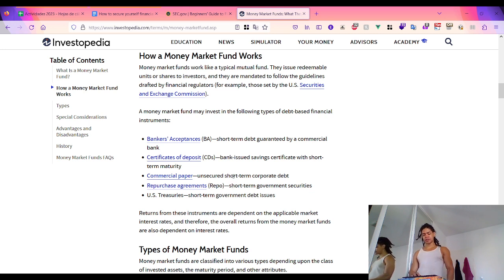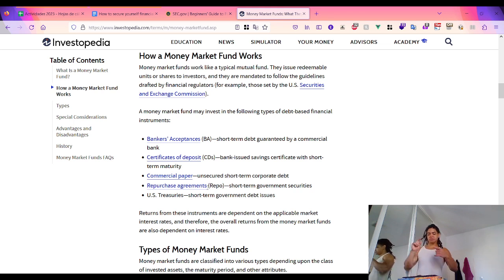So typically a money market, which is a debt-based financial instrument, invests in bank acceptance or short-term debt from commercial banks, certificates of deposit, where banks issue savings certificates with short-term maturity, commercial paper, unsecured short-term corporate debt, and repo or short-term government security, like the U.S. Treasury, so short-term government debt issue.